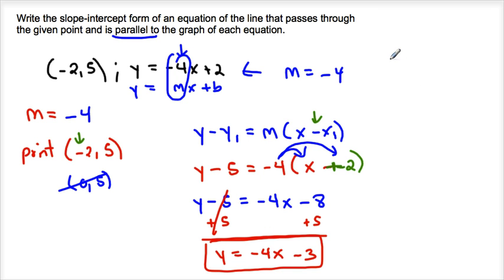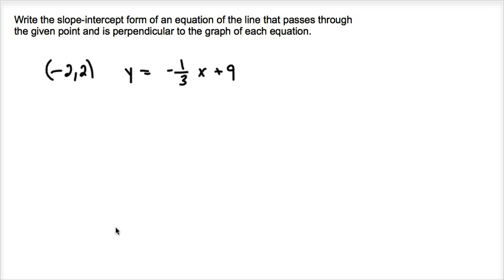If you notice the two equations, the first equation I had was y equals negative 4x plus 2, and the second equation I have is y equals negative 4x minus 3. So the only thing that's changing here is the y-intercept, or what points the equation is going through. But they will share the same slope. So same type of directions, except one slight difference.